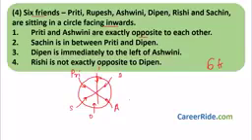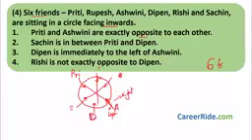Now Dipen is immediately to the left of Ashwini. This is Ashwini. Ashwini is facing inside. For Ashwini, if Ashwini is facing inside, right hand side is this, left hand side is this. This is left, this is right. So Dipen is to the immediate left of Ashwini. So Dipen will be here.